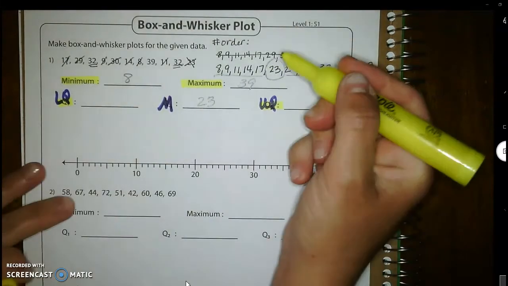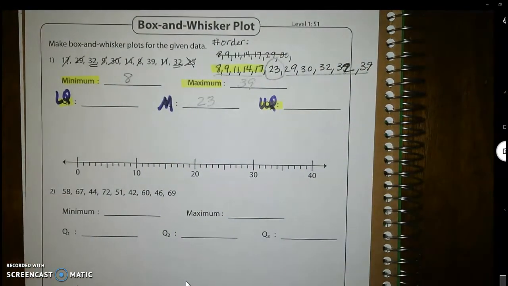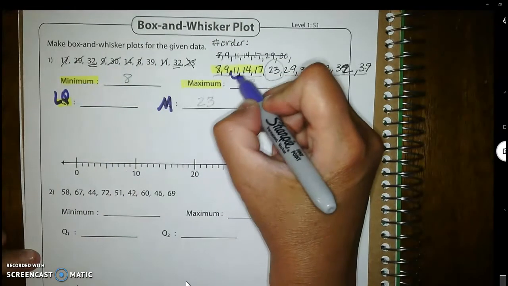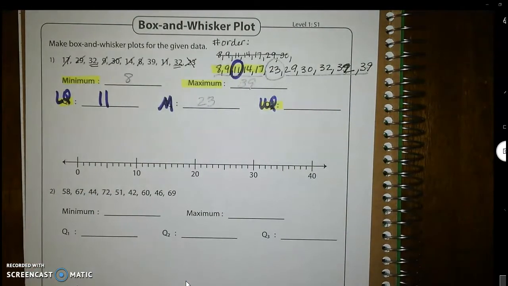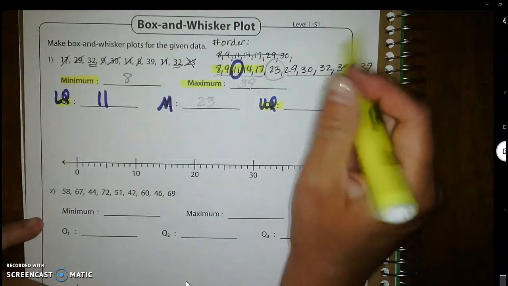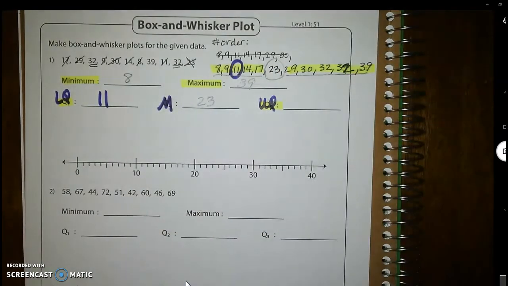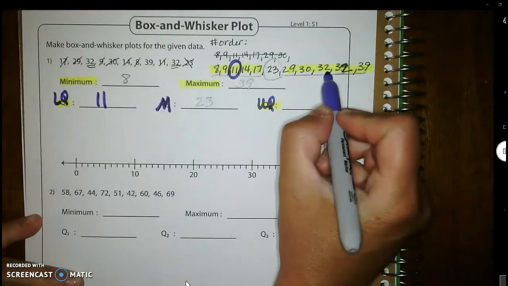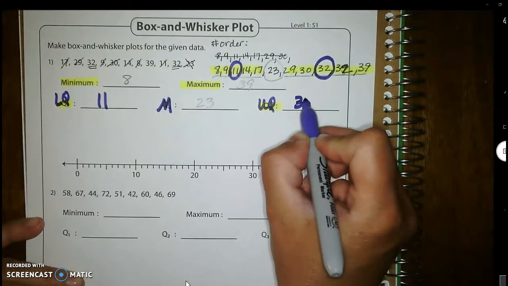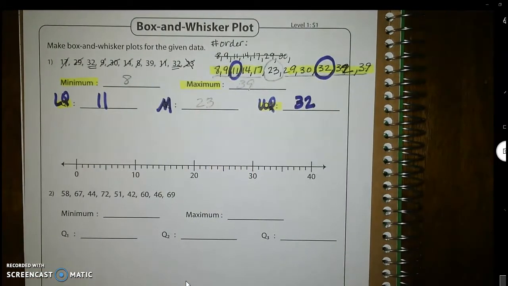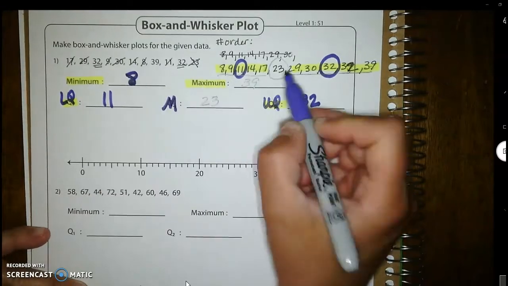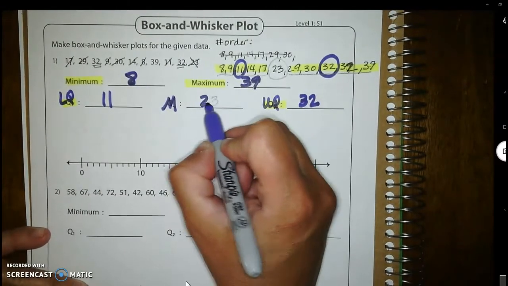If I go look at these 5 numbers, which number is directly in the middle? Okay, and I'm hoping that you're saying 11. If I go look at the other 5 numbers, 29, 30, 32, 32, and 39, it looks like that first 32 is the number in the middle. Okay? So these are the Fab 5 numbers.